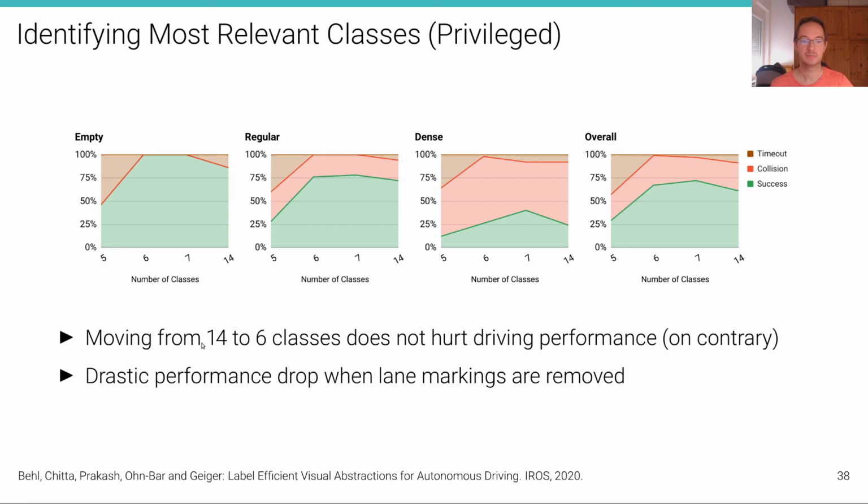And what we can see is that when we move from 14 to 6 classes, we do not hurt performance significantly. On the contrary, in some cases, we even improve the performance. This can be seen here in the empty scenarios, and also in the dense scenarios and the regular scenarios. However, we see a drastic performance drop when the lane markings are removed, which indicates that the lane markings are actually relevant to driving, so we shouldn't remove them from the representation.